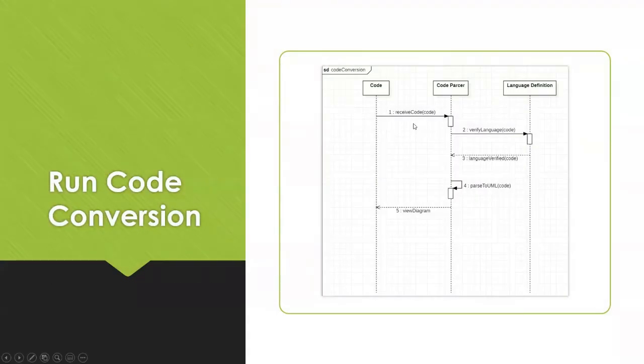And this is the diagram for this here. So you have code, parser, and language definition as the 3 lifelines. The code is sent to the code parser. It's received. The code parser then sends to the language definition library, verifying the language of the code. The language definition library responds, and the code parser then parses the code to a UML, and the person is able to view the UML diagram.